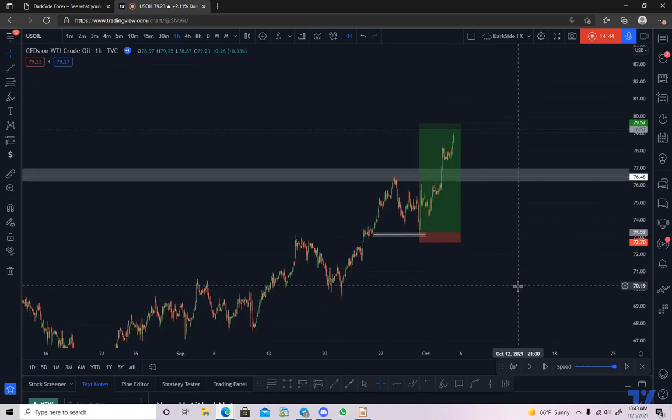And that's what we do here at the dark side, guys. We anticipate the moves, we combine it with other strategies, and we take advantage of them. It's not if these things work, guys, it's when they work. Okay?